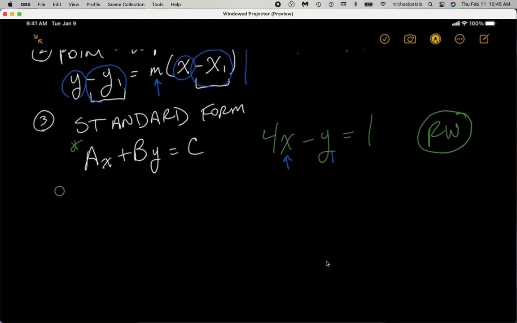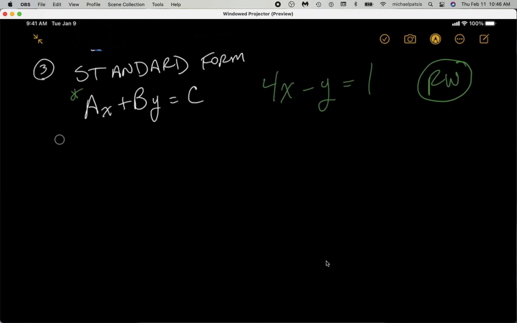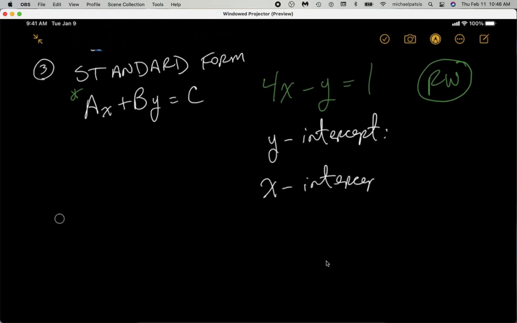Now, what's the benefit of the standard form of the equation? The answer is it's easy to find the x and the y intercept. So, if they ask you on a question, find the x and y intercepts, this format makes that easy.